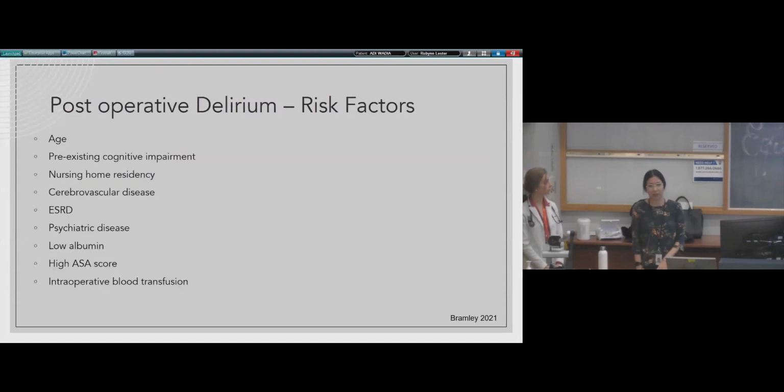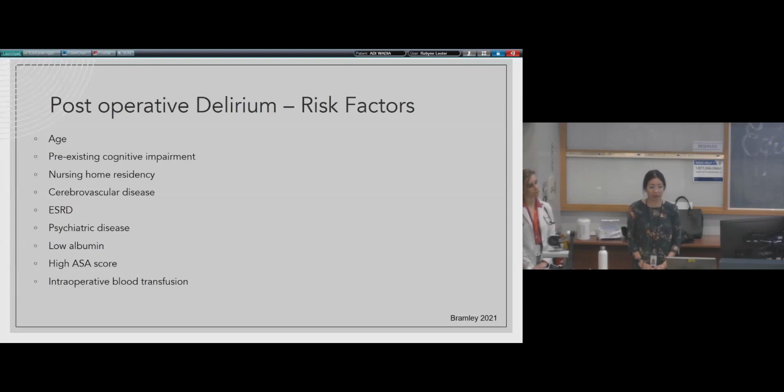So why do we care about postoperative delirium? First, knowing who gets postoperative delirium is helpful. So this Bramley review actually was an umbrella review of multiple systematic reviews, and they found these common factors to be involved in contributing to postoperative delirium, though we know just generally from our medical practice that there are a lot of variables that will contribute to delirium.